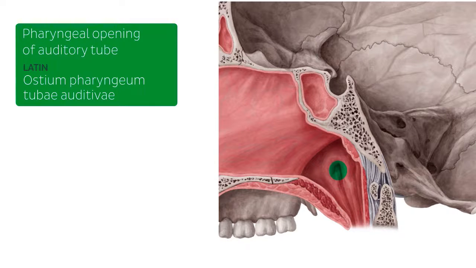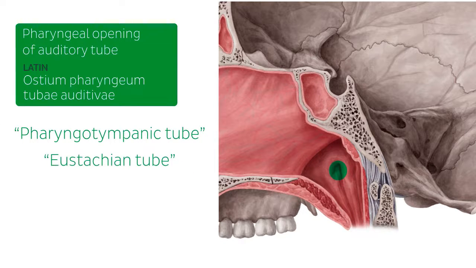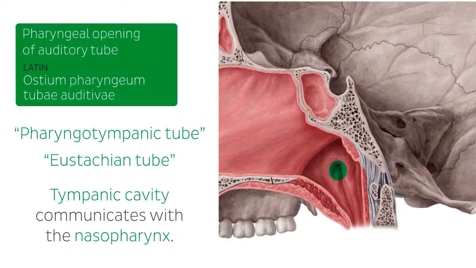The auditory tube has several names. It's often called the pharyngotympanic tube or the eustachian tube. All these names refer to the same anatomical structure. It is a channel that connects the tympanic cavity and the nasopharynx.